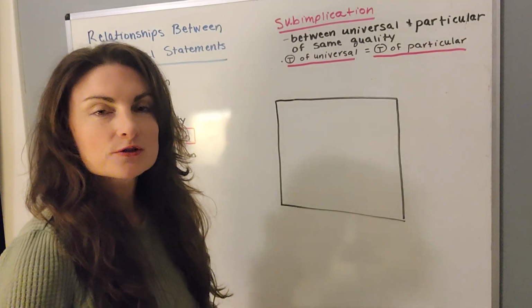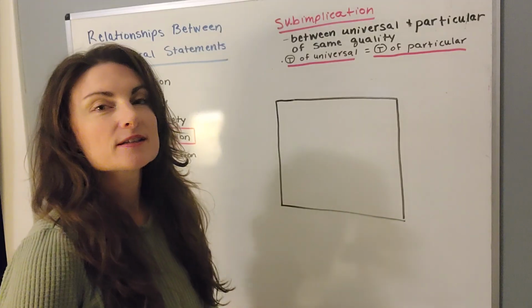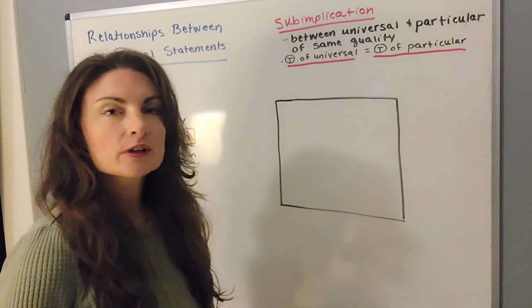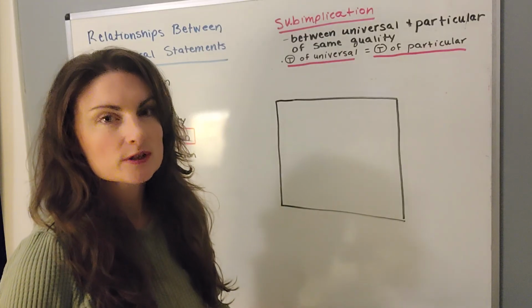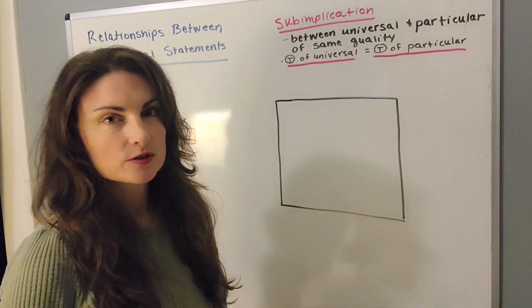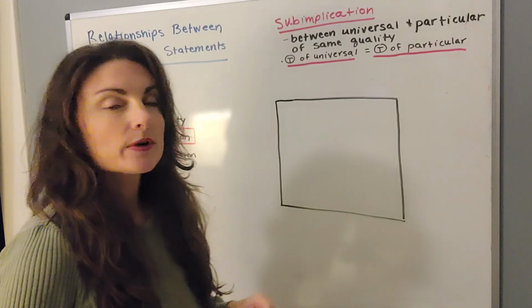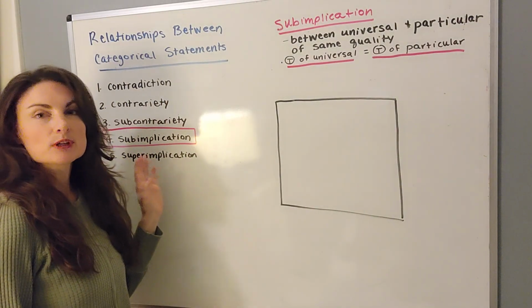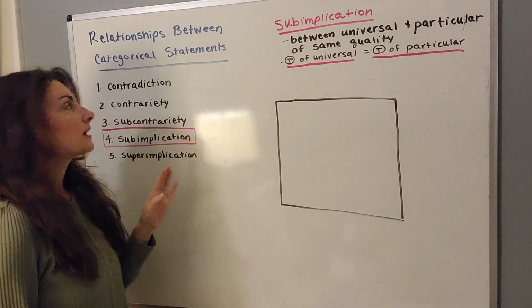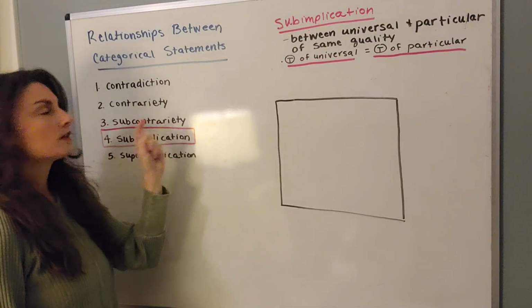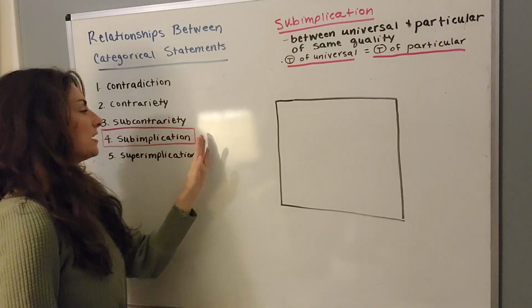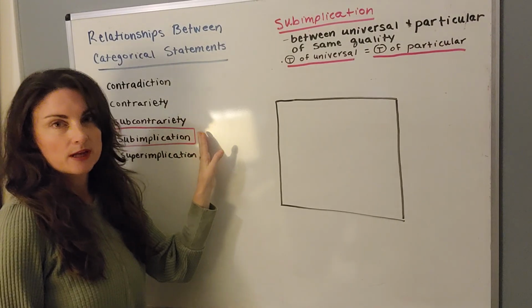Welcome to Introductory Logic. We are in lesson 17 and we're continuing our discussion on relationships between categorical statements on the square of opposition. So today we are on relationship number 4, which is subimplication. We have already covered contradiction, contrariety, subcontrariety, and now we are on subimplication.